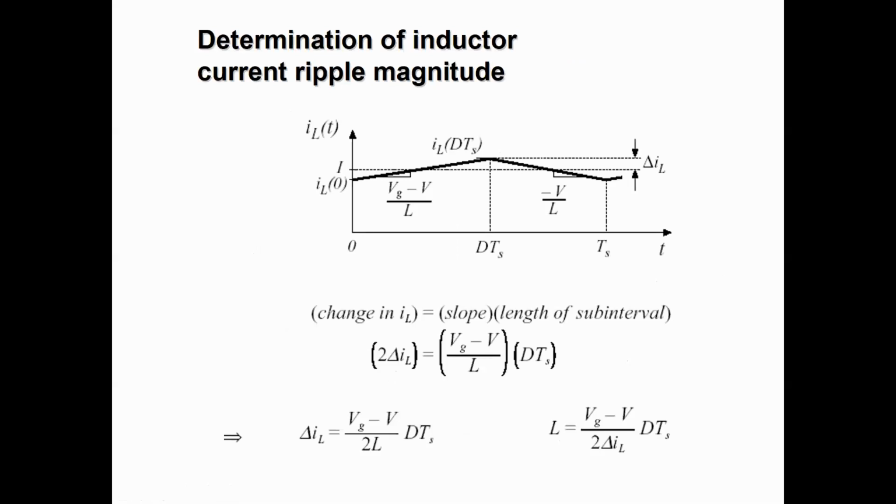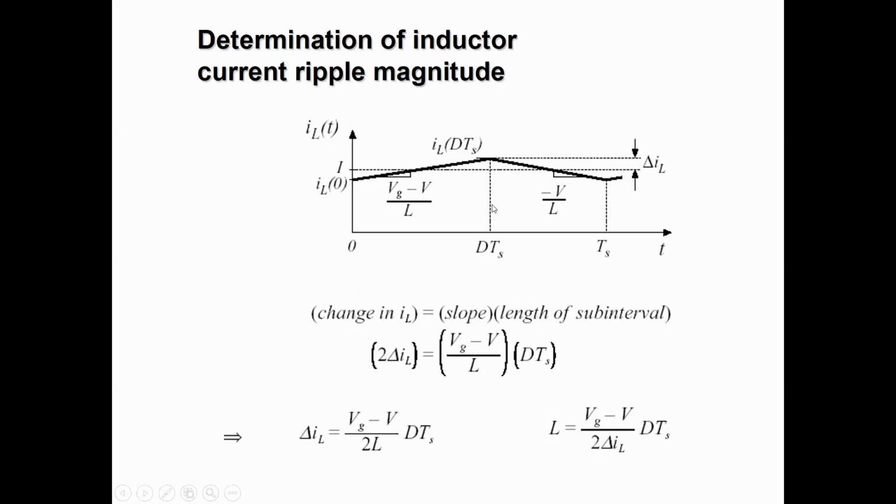Now, what do we want to do? We want the inductor current ripple magnitude, that is, how much ripple there actually is. So what are the changes? Here are two changes. One is this change, another is this change. So the change in current IL, delta IL, is equal to (Vg minus V) divided by L times dTs. This current changes from here; this is the DC current, the required DC value, but the current changes from negative to positive.